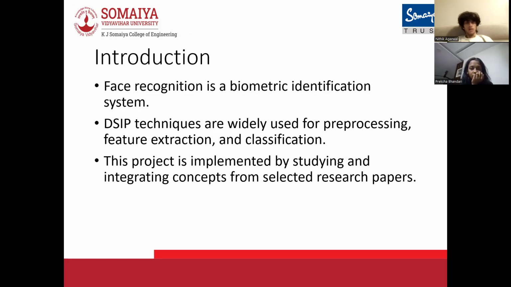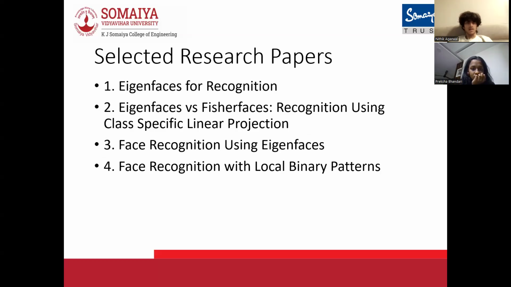The four of them are Eigenfaces for Recognition, Eigenfaces versus Fisherfaces, Face Recognition Using Eigenfaces, and Face Recognition with Local Binary Patterns. These papers guided our choice of PCA, LDA, and LBP. PCA is mainly used in Eigenfaces, LDA is used in Fisherfaces, and LBP is local binary pattern. These are the selected research papers, as I said before.